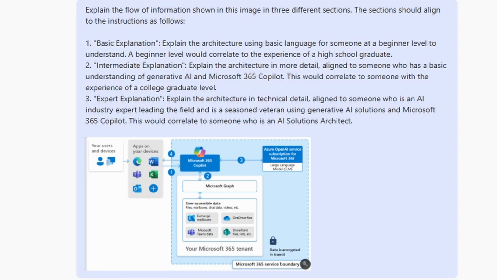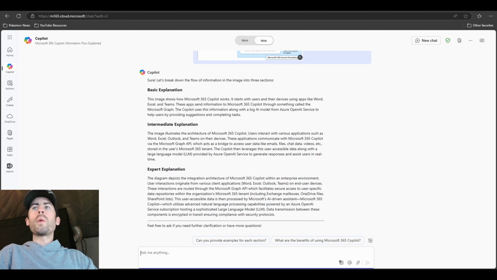And then finally, we have an expert explanation, explaining the architecture in technical detail from an industry leading expert on AI, understanding generative AI solutions, and Microsoft 365 Copilot. This would correlate to someone who is an AI, data scientist or solutions architect. So as you can see here, when we look at the 3 different sections of information, varying from basic all the way through an expert explanation, looking at the basics starting off.